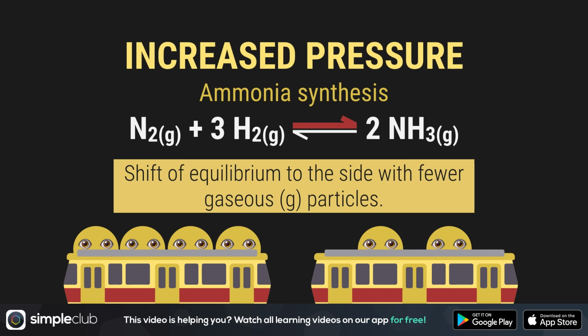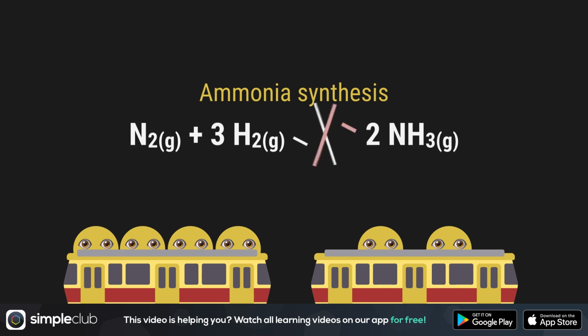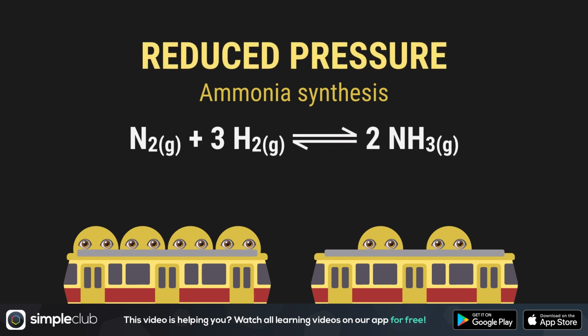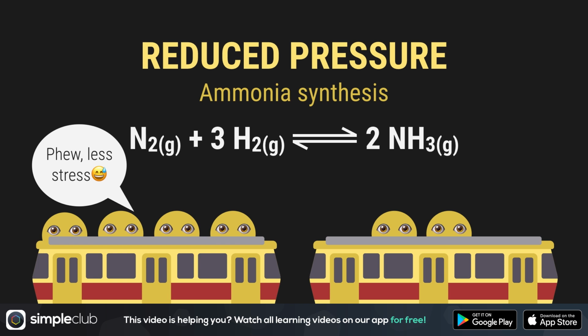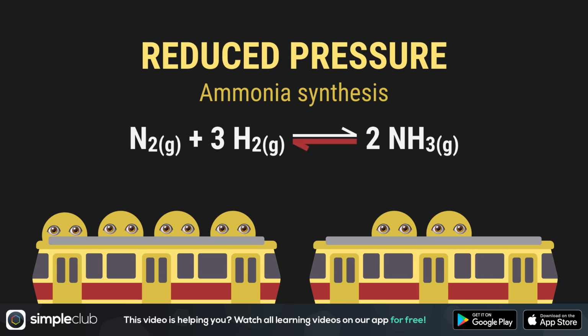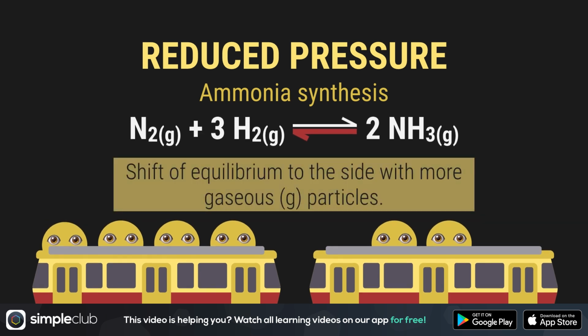With a reduction in pressure, the whole thing looks exactly the opposite. Now, each particle has a bit more space, the train compartment gets bigger. The particles now have more space than before. Now, it's not so tight on the left side anymore. That means there's not as much stress. So the particles there can relax again. Equilibrium shifts to the left. More reactants are produced. Equilibrium shifts to the side with more gas particles.